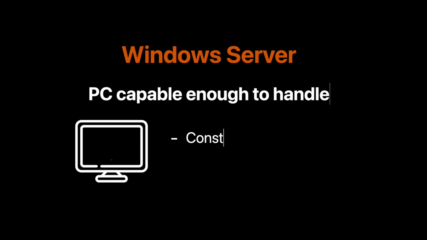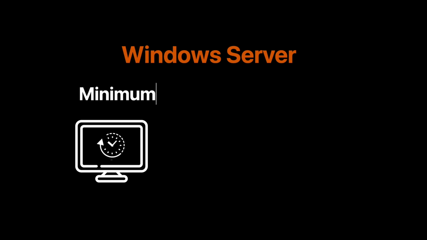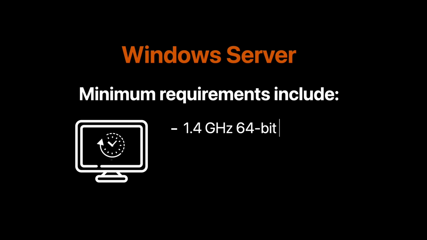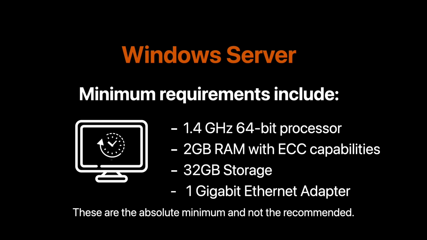Windows Server requires a PC capable enough to handle constant network activity, data usage, and processing power. This is why server-grade hardware is always required for Windows Server, as it needs to run 24/7. Minimum requirements include 1.4 GHz 64-bit processor, 2 GB RAM with error-correcting code capabilities, 32 GB storage, and 1 Gigabit Ethernet adapter. These are the absolute minimum and not the recommended.